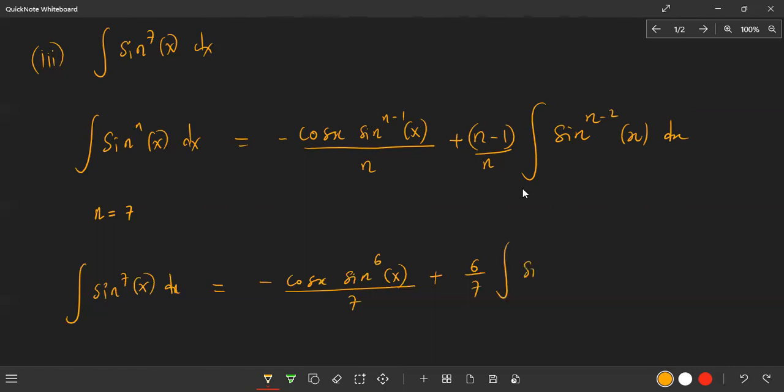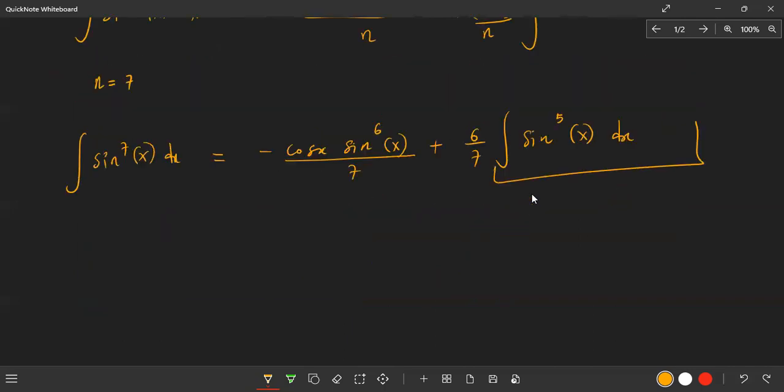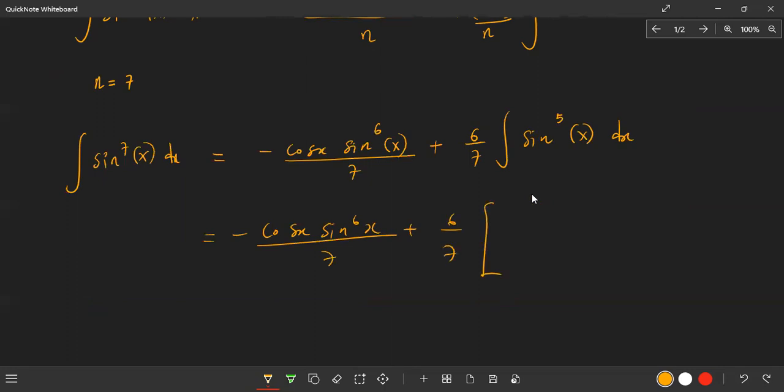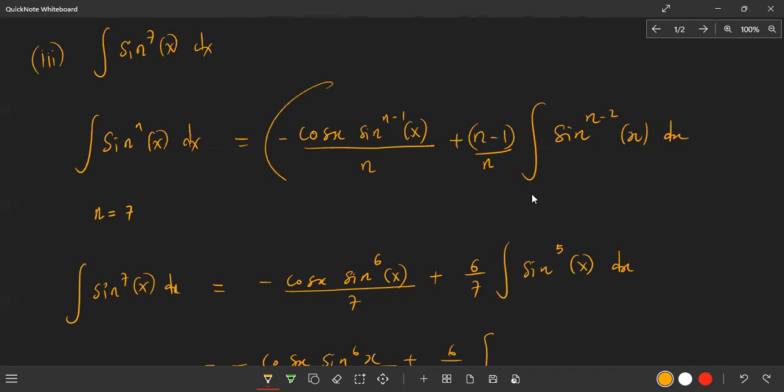And then the integral of sine to the power 5 x dx. Now again, we are going to work on this as our new problem. So in this case, what is our new n? Our new n is 5. So again, we repeat the problem using the same formula here.